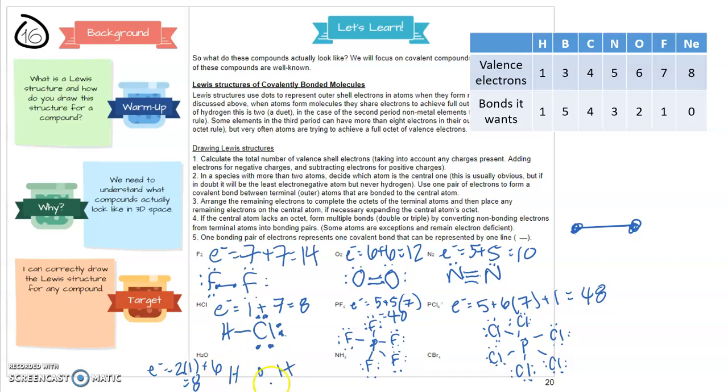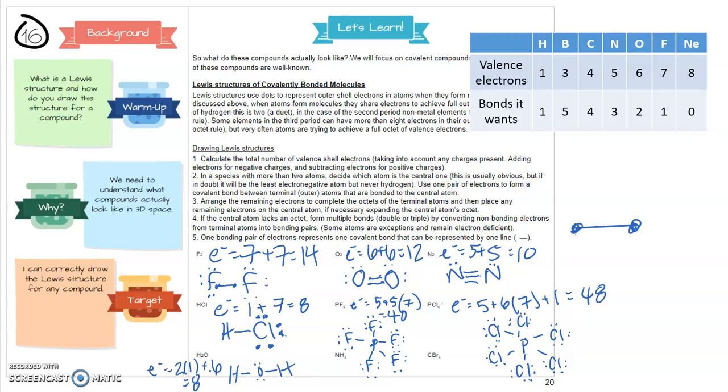I go on the outside. Each H can only get 1 line. Okay, so that's all they get. And H's never get any dots. Okay, so I have right now 4 electrons being accounted for. I need 8. So that means I need 4 more. They can only go on the middle because the H's can never get any dots. Okay, so I count 2, 4, 6, 8. Now I'm done.